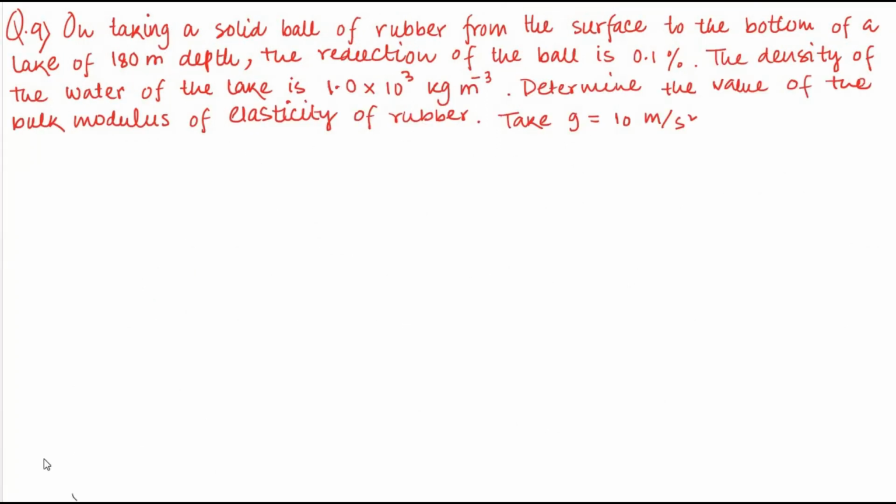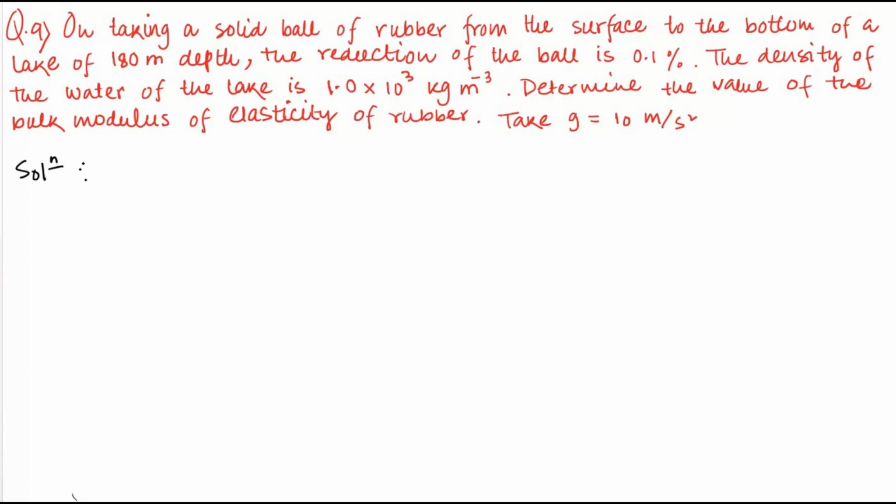Question number 9. On taking a solid ball of rubber from the surface to the bottom of a lake of 180 meter depth, the reduction of the ball is 0.1%. The density of the water of the lake is 1 into 10 to the power 3 kg per meter cube. Determine the value of the bulk modulus of elasticity of rubber. Take G is equal to 10 meter per second square.